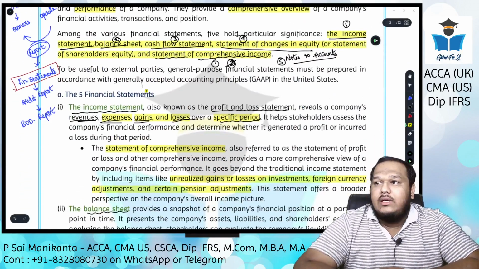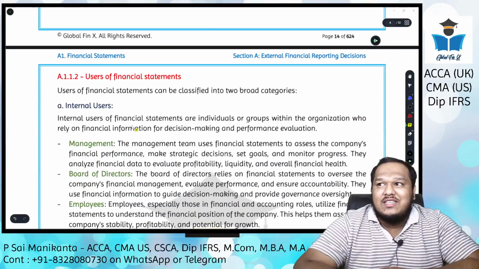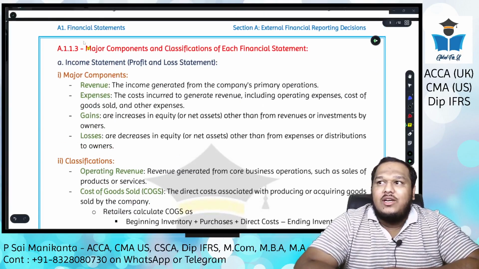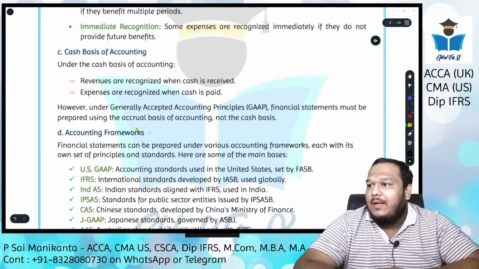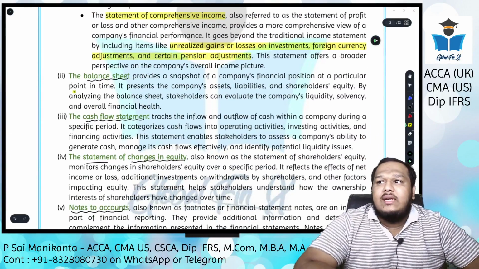Okay, I think I'm going a little overboard, because later when I go to each financial statement, again A1.1.3, I'll actually talk about each financial statement in detail. So I don't want to do that now. Let me give you an overview from here onwards. So the next one is the balance sheet.